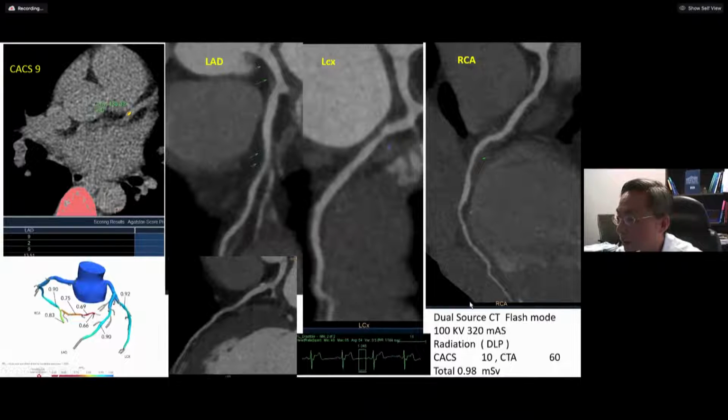This was done with our dual source CT flash mode with radiation of less than 1 millisievert between the 2 scans. All this image was acquired within less than half a second. The CT-FFR was performed to give an idea of the physiology of this lesion. It showed likely no hemodynamic significance in the left coronary system, and the distal RCA, PDA might be of hemodynamic significance.